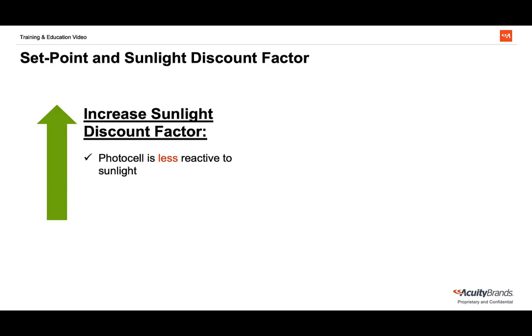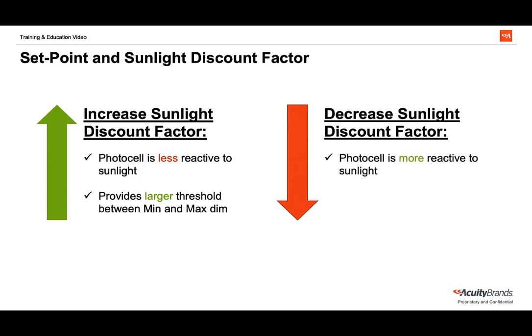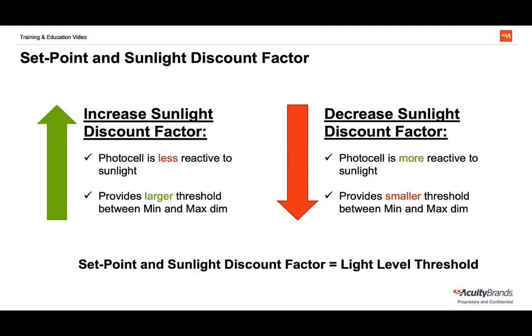After raising our sunlight discount factor, we have a larger threshold the photocell sees before adjusting lights between minimum and maximum dim levels. Opposite of that, if we think the photocell will see a small amount of sunlight, we need to decrease sunlight discount factor so the photocell reacts more aggressively. Now we have a smaller threshold between minimum and maximum dim levels. The combination of set point and sunlight discount factor is what determines the light level threshold a photocell will maintain. Keep in mind, this is the light level at the photocell, not necessarily what the work surface has.